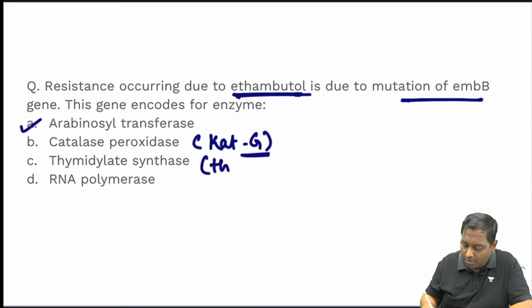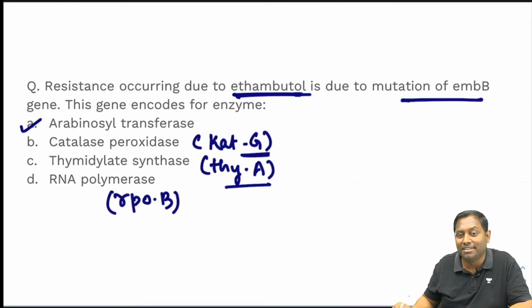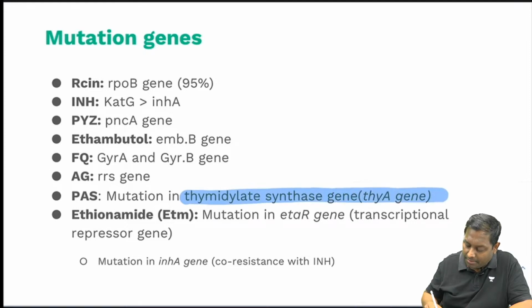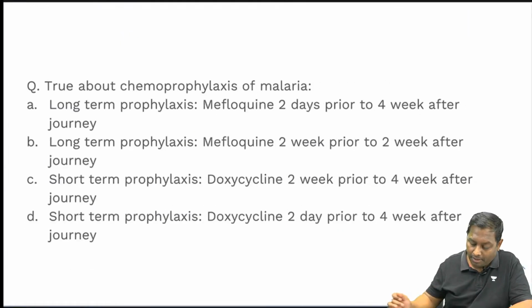Thymidylate synthase will be your THYA gene. RNA polymerase will be your RPOB gene, है ना, RPOB gene. So these are the important ones. Thymidylate synthase, do remember it will be inhibited by the drug that is para-aminosalicylic acid, and the gene that is encoding this one will be the THYA gene.